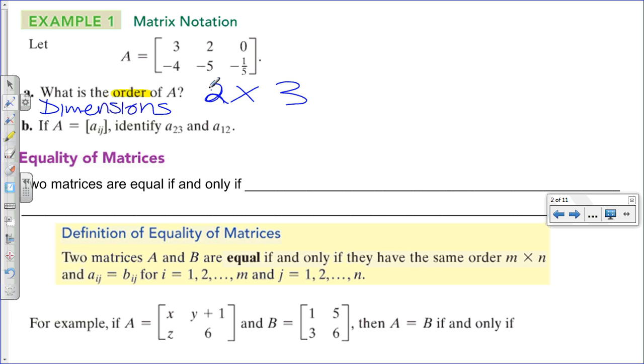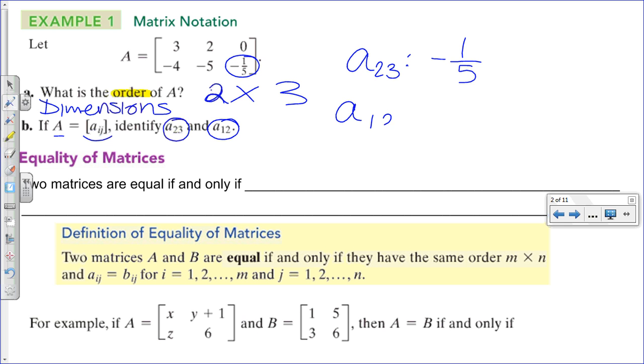Now, part B. If matrix A is defined as every entry, lowercase a, with i being the row and j being the column, identify the entry a_23. For that one, we want second row and third column. So we're talking about this one here, so that's going to be negative 1/5. Now to answer the next question, a_1,2, not twelve, but 1, 2, that will be first row, second column, so that will be number 2.